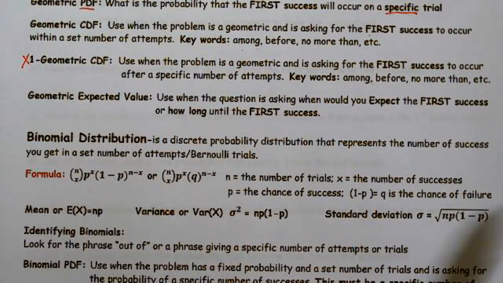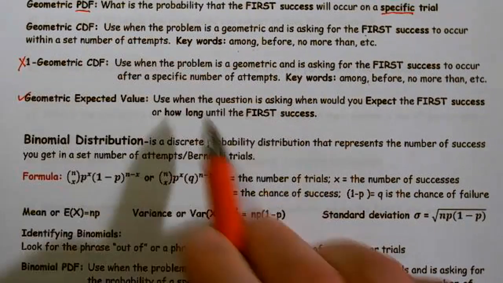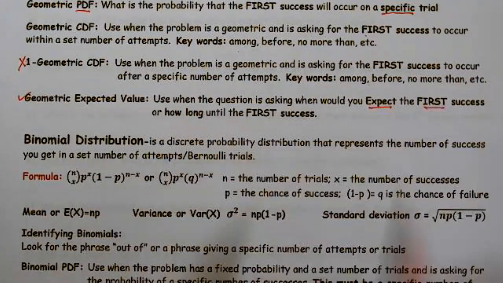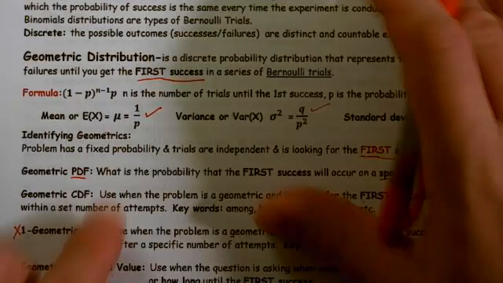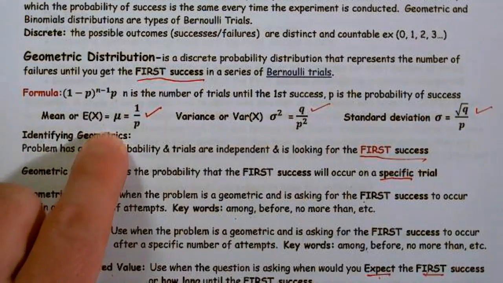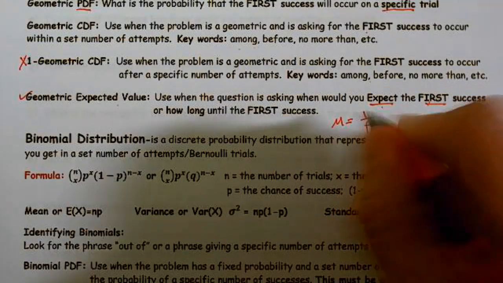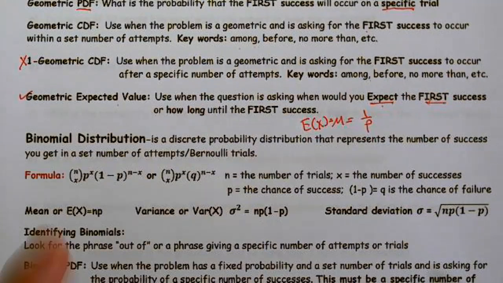Geometric expected values you do need to know. This is going to be really important. Use it when the question is asking, when would you expect the first? So when I have first and expect together, I'm probably going to be using the geometric expected value formula, which is once again 1 over p. I'm going to write that down right here. So mu equals 1 over p, or the expected value is that. Anytime you have expect and first, you're probably going to need to use that formula.